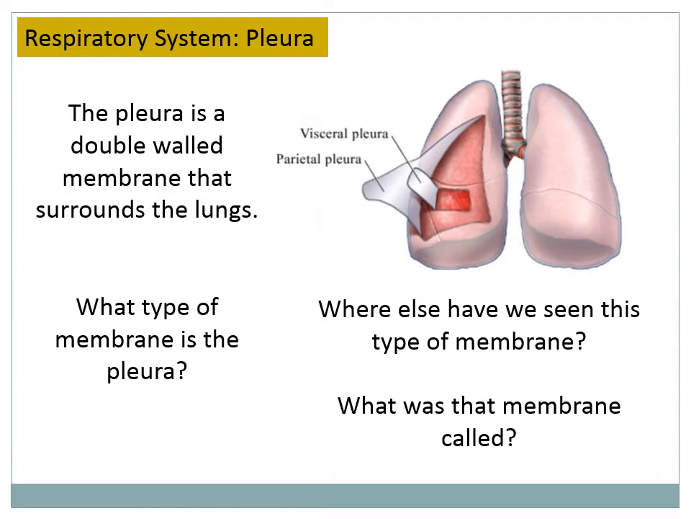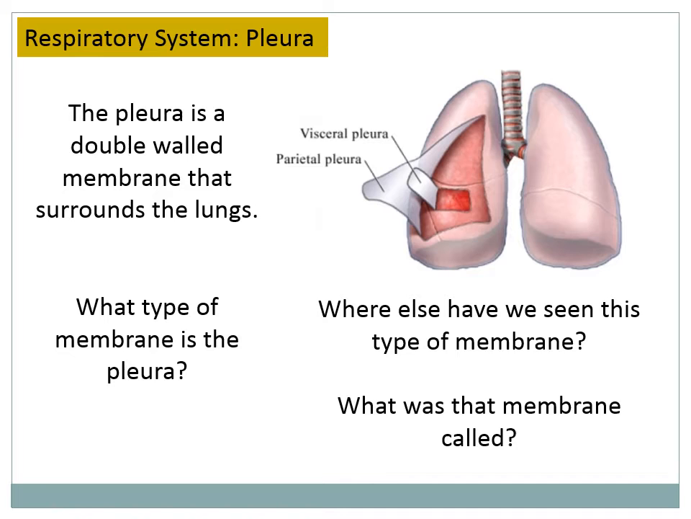So we have this double-walled membrane that surrounds our lungs. It's called the pleura. If you remember from back in Unit 1, we actually had a pleural cavity, right? The pleural cavity was the cavity that the lungs are in. So we actually have pleura, which is the membrane that surrounds the lungs. What type of membrane is the pleura?